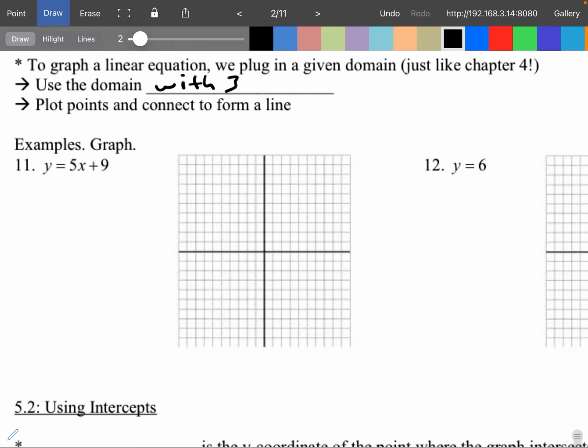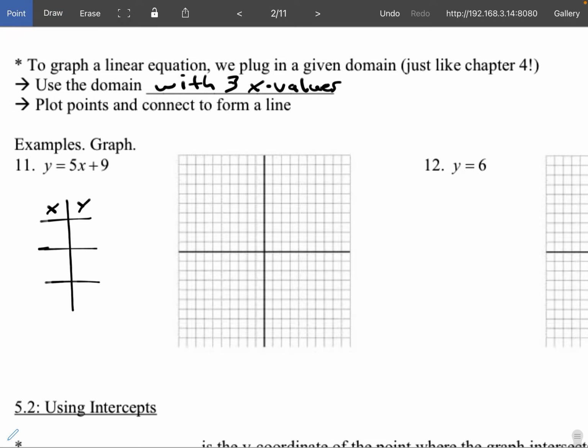All right, so let's do these 2 real quick. So we want to use the domain with 3 x values. We'll put 3 x values here. All right, and then we just plot the points and we connect them and then we put arrows on them, we're done. So we're going to graph this first one.